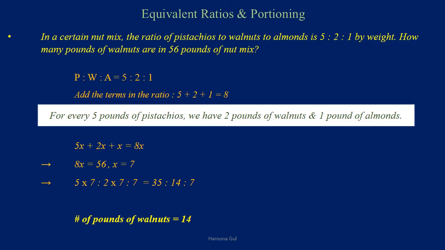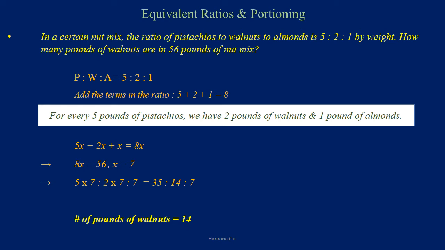Okay, another question on partitioning says that in a certain nut mix, the ratio of pistachios to walnuts to almonds is 5:2:1 by weight. How many pounds of walnuts are in 56 pounds of nut mix? So our total is 56 pounds, out of which 5 portions are of pistachios, 2 of walnuts and 1 of almonds, right? So if we denote pistachios by P, walnuts by W and almonds by A, our equation would be something like P ratio W ratio A is equal to 5:2:1, right? So if we add up these terms, 5 plus 2 plus 1 is equal to 8, right?